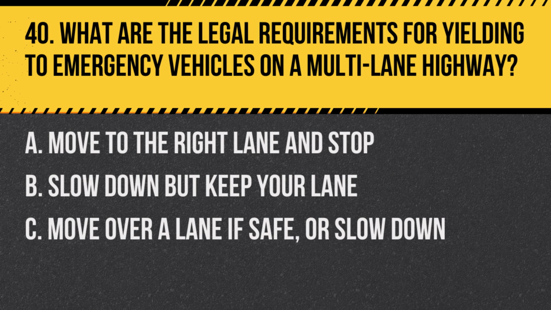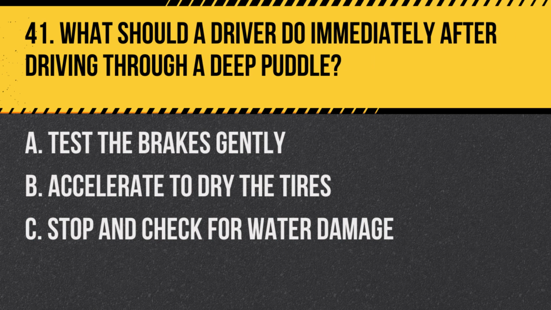Question 40. What are the legal requirements for yielding to emergency vehicles on a multi-lane highway? A. Move to the right lane and stop. B. Slow down but keep your lane. C. Move over a lane if safe or slow down. Answer: C. Move over a lane if safe or slow down. On a multi-lane highway, move over a lane if safe to allow emergency vehicles to pass, or slow down if moving over isn't possible.